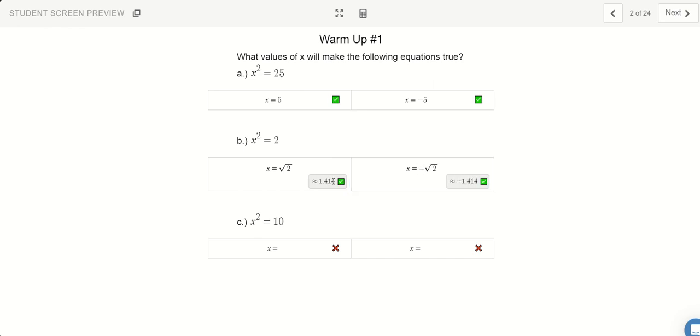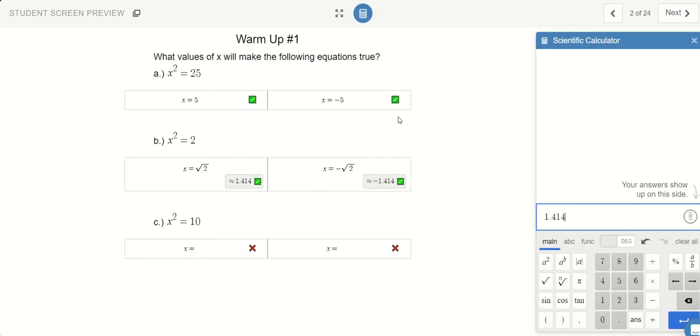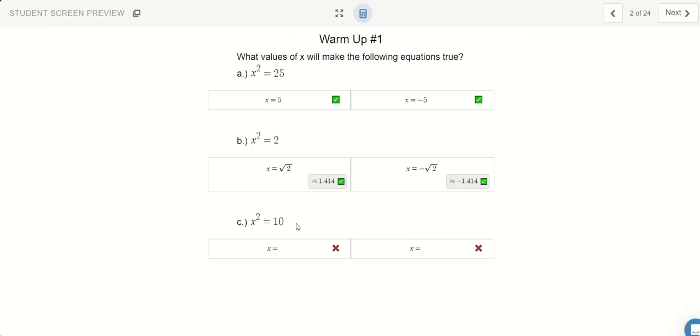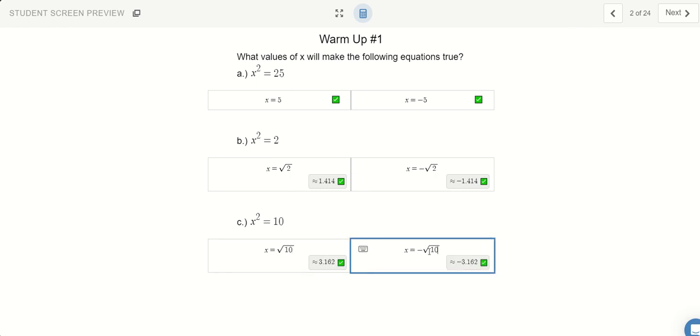So notice that 1.4 times 1.4 is going to be about 2. And if I open up my calculator, 1.414 times itself is going to be pretty close to 2. And the negative version of these, a negative times a negative, is also going to be 2. So either the positive version times itself or the negative version times itself will turn to 2. Alright, let's do this last one. I know that square root 10 or negative square root 10, so either the negative version or the positive version. I know that 3 times 3 is 9, so 3.1 times 3.1 is close to 10. And negative 3.1 times negative 3.1 is also going to be close to 10.